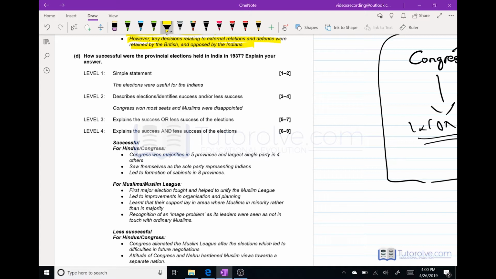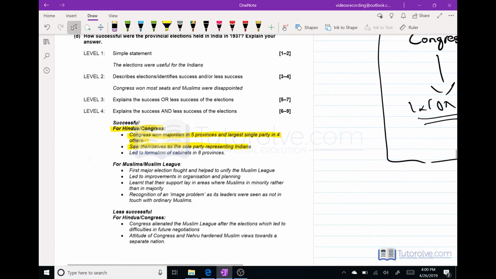So, for the fact that how successful it was for Congress was that the Congress won majority in 5 provinces and largest single party in 4 others. So that was huge at that time. And they saw themselves as the sole party representing the Indians. So the Congress thought that they were the only voice that the Indians needed, regardless of any division along religious lines. They thought that they are the major party within the Indian subcontinent. And they led to formation of cabinets within the 8 provinces.